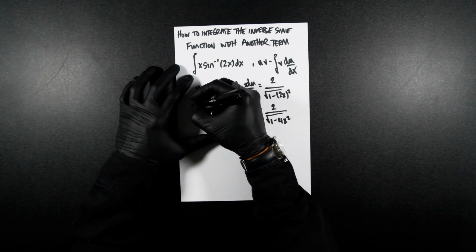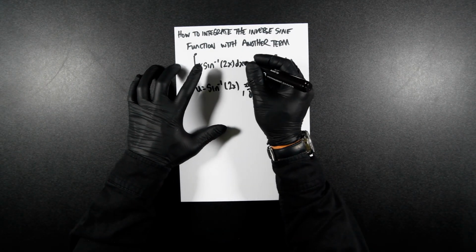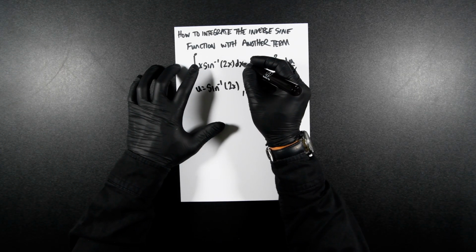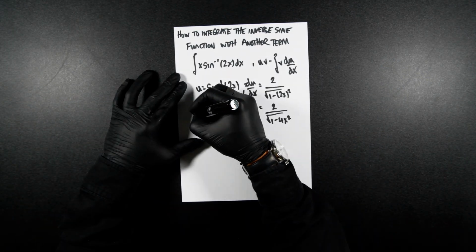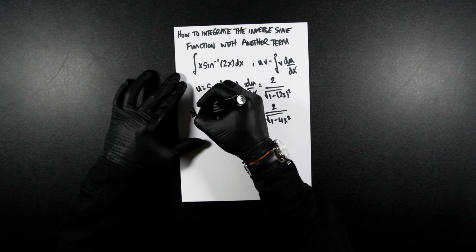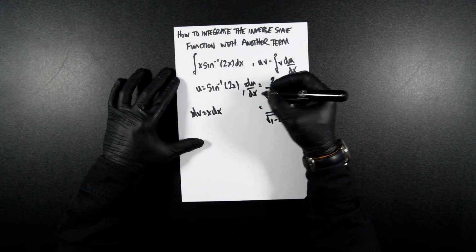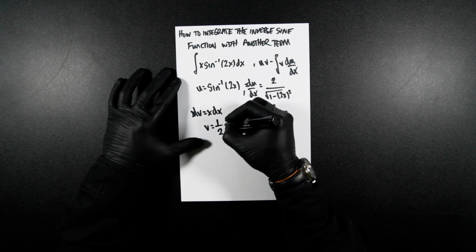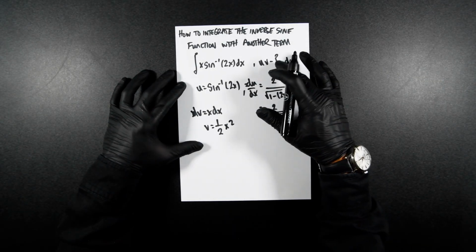So we've got our du/dx, and we've got our dx here and an x. So we're going to make dv equal x dx, which is our remaining components, and we want to integrate those. So dv equals x dx, and that integrated would be v equals a half x squared. So let's now substitute all of this into here.